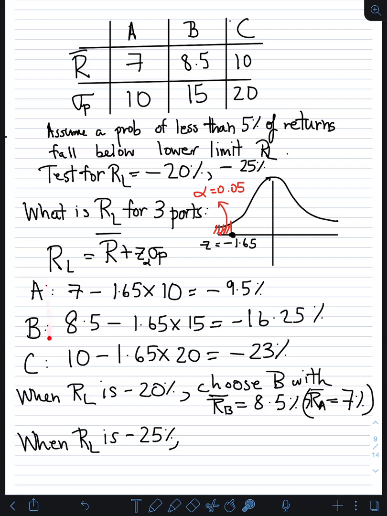Now, once we've said what our competitors are, we go back into the table and take a look at their R bars. Okay, we look at what is the expected return for the three portfolios. So the highest expected return for the three portfolios is 10% for C. Okay, so once we've put our cutoff to be minus 25%, our lower bound of returns, we're actually going to pick C.